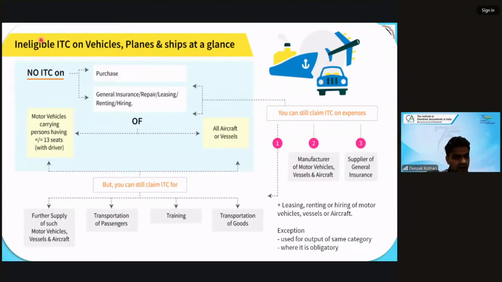Even if I use a five-seater for car, I didn't understand your question, Anubhav. If a registered contractor has vehicles used for transportation of goods, can he claim it? Yes. If a registered contractor is using the vehicle for transportation of goods, then definitely he can claim it.